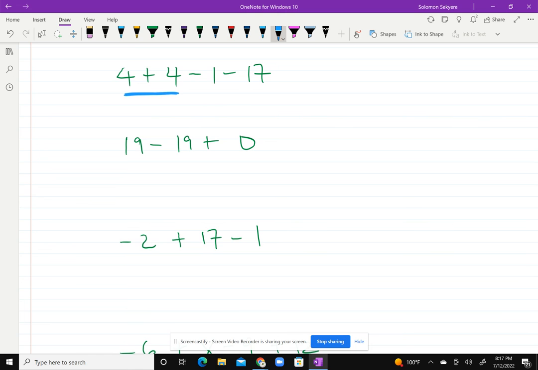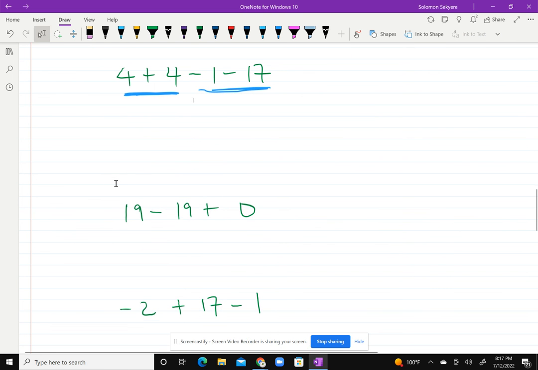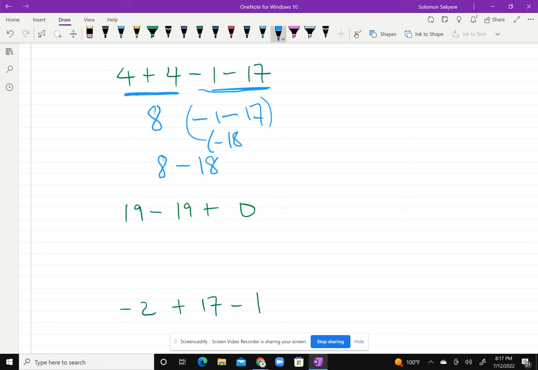You can do these first and then that next. How do you do that? 4 plus 4, you get 8. And you remember, negative 1 minus 17, what is that? This is negative 18. So it's 8 minus 18. You see 18 minus 8 equals 10. So if the smaller number is first, you're going to get negative 10.